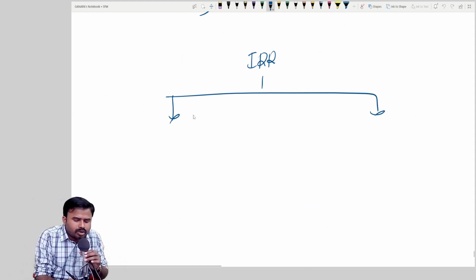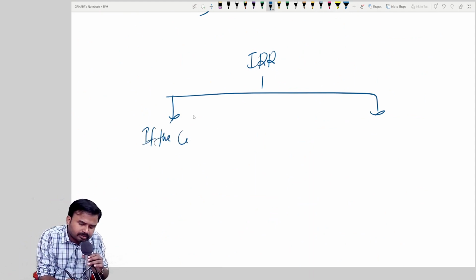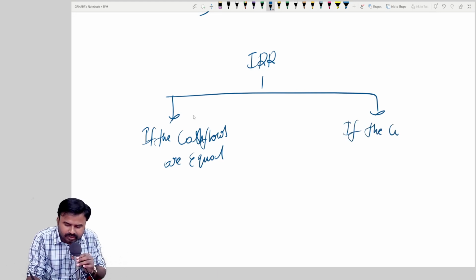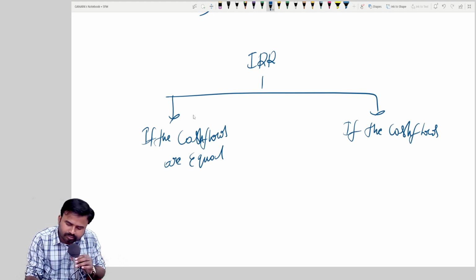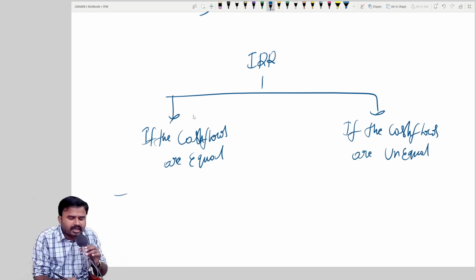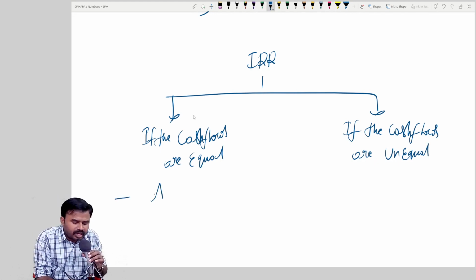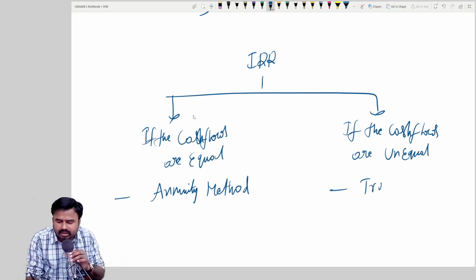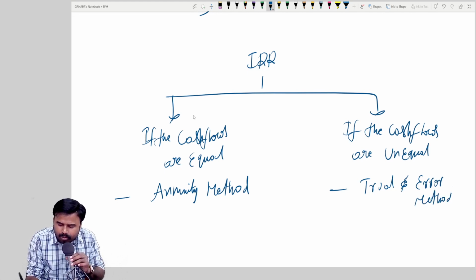IRR's calculation is based on two situations. If the cash flows are equal, and the second situation, if the cash flows are unequal. In case of equal cash flows, I must use the annuity method for calculating IRR, okay? If the cash flows are unequal, I must use the trial and error method. I'll explain these methods when we are handling the problems, okay?